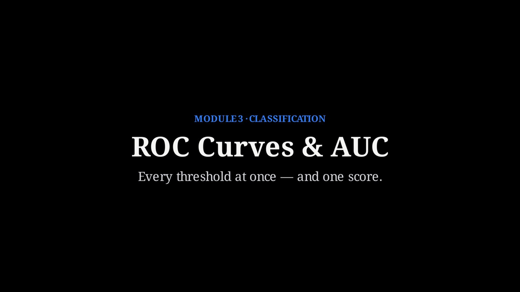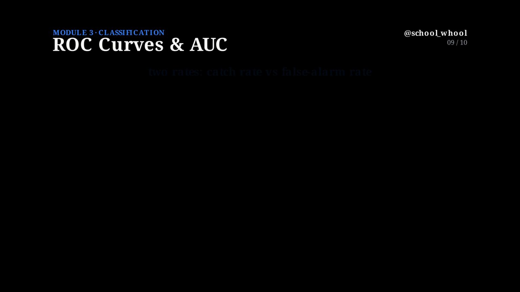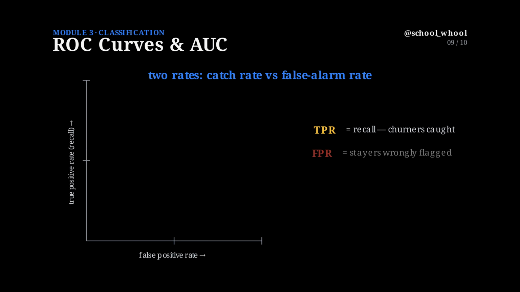The threshold gave us many trade-offs. The ROC curve draws every one of them on a single chart, and hands us one number to rank models by. Two rates drive it. The true positive rate, that's just recall, how many real churners we catch. And the false positive rate, how many stayers we wrongly flag. We want the first high, and the second low.